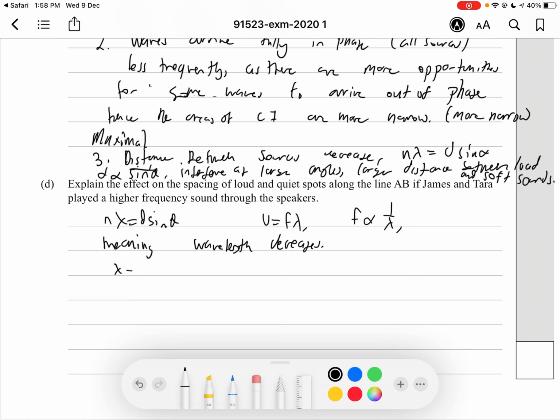Okay, so now we can say that lambda is proportional to sine theta. That means interference occurs at smaller angles. If interference occurs at smaller angles, you can link this directly to less distance between loud sounds. Less distance.